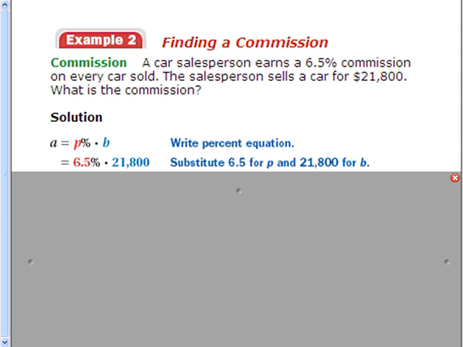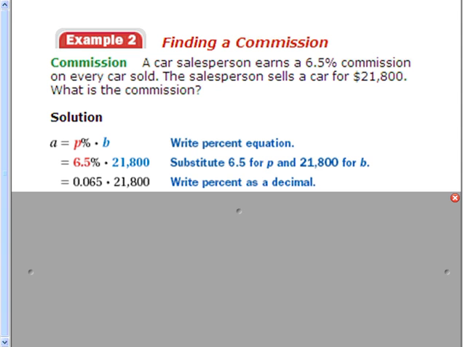And we have to be careful not to always assume that the number they're giving us is B, but in this case, B is the base, which means it's the whole, and that is the whole price of the car. So our salesperson is going to make 6.5% of that. As always, we need to rewrite the percent in its decimal form in order to do the calculation. So we're looking at moving the decimal point to the left twice, having to add a 0 after the decimal point. So 65 thousandths times 21,800.